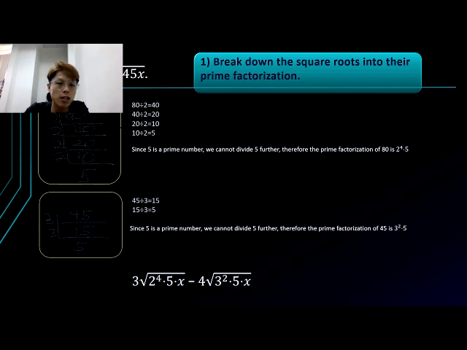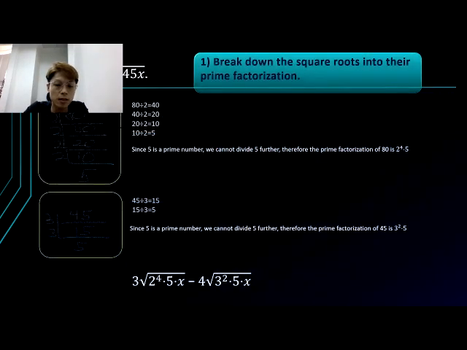We also do the same for the next number accordingly. So 45 divided by 3 we get 15. 15 divided by 3 we get 5. So actually the first and the second get the same prime number, so we can continue with it.